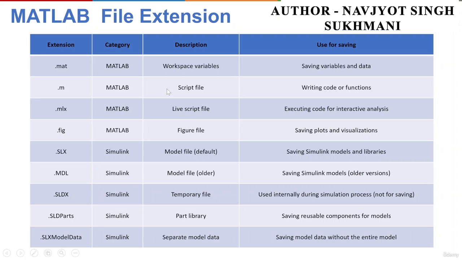So as we know, if we are working on an Excel, our Excel file should be saved in a .xlsx format or .csv format. There are various formats to save Excel sheets as well. If we are working on a PDF, then the PDF should be saved in a .pdf format. Likewise, in MATLAB as well, we have various file extensions.